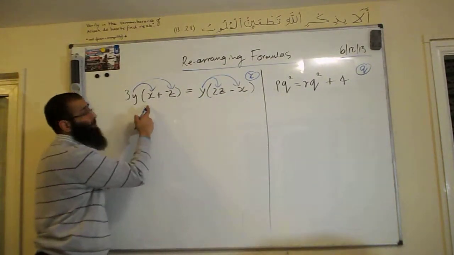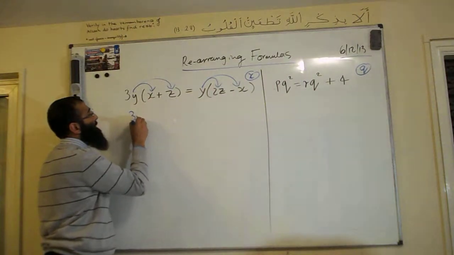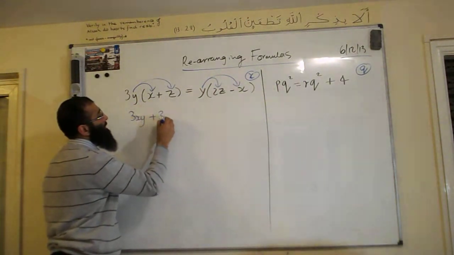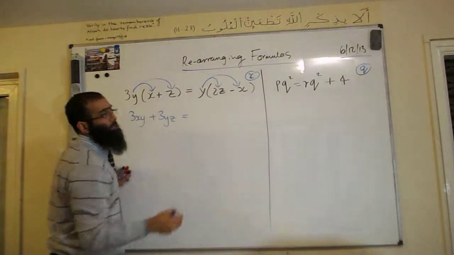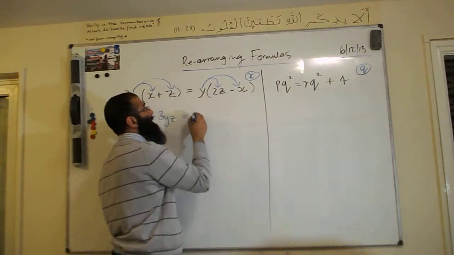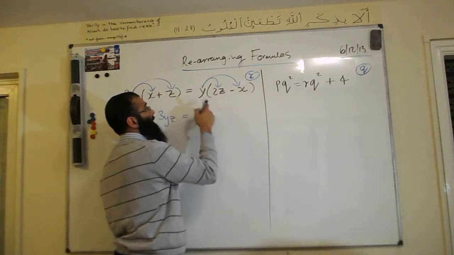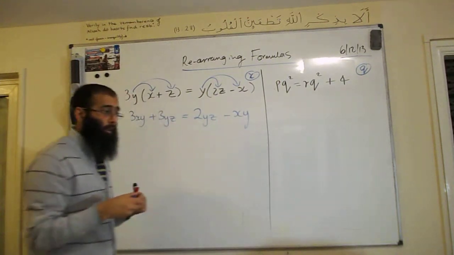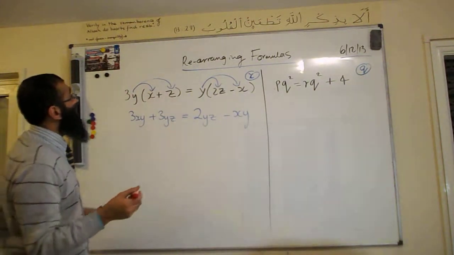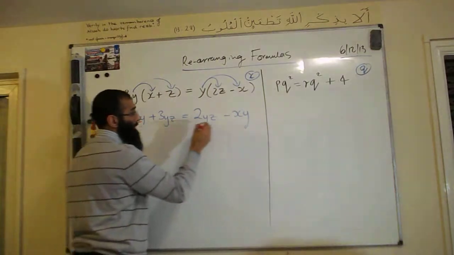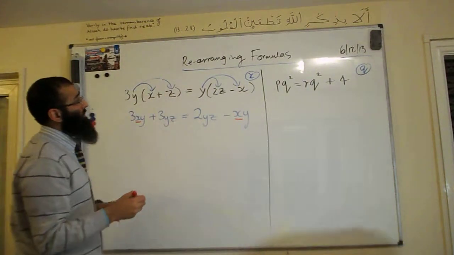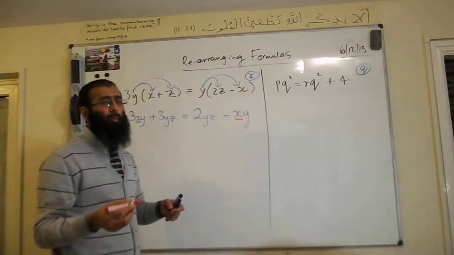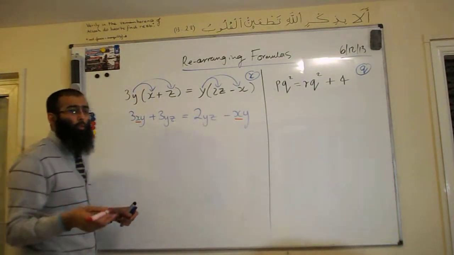So we have 3y times x, that will give us 3yx. 3y times z will give us 3yz. Then we have y times 2z, which gives us 2yz. y times minus x gives us minus xy. Now, if you look at what we're trying to work out, we are trying to make x the subject. Is it not yx? No, yx is the same as xy. They're both similar products, but we try to write it in alphabetical order.